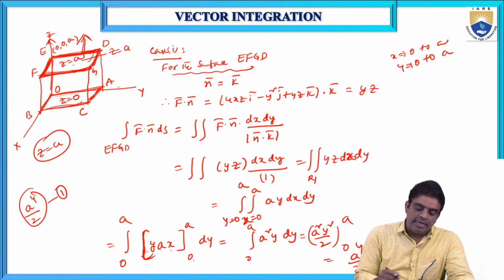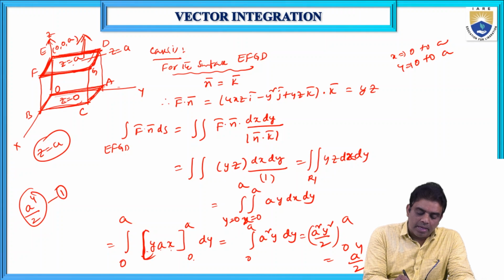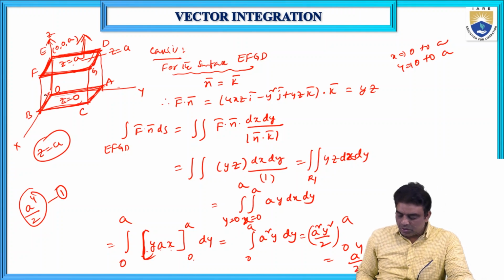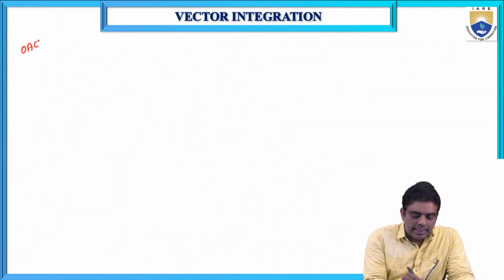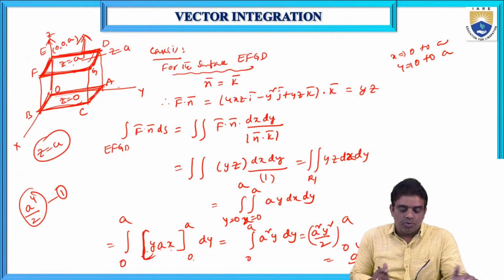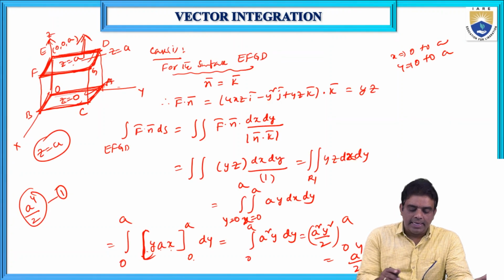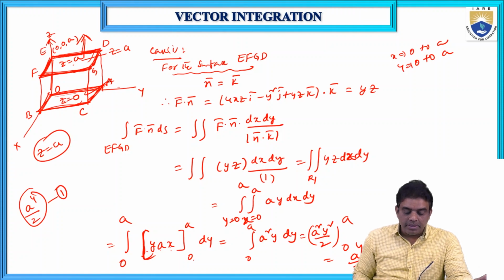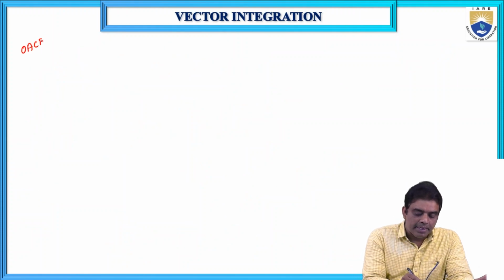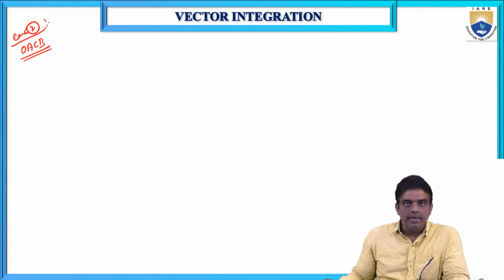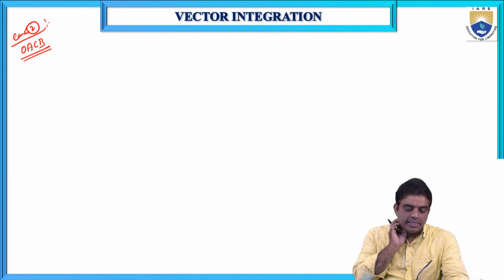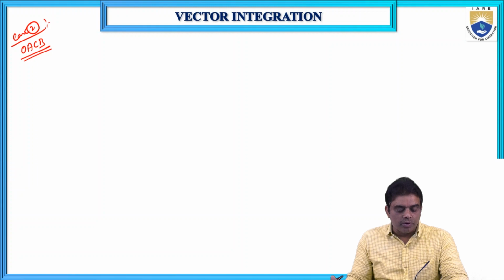Similarly, I want to evaluate the surface integral along OACB. So now I will go to the next slide. Now the surface OACB, I will show it. This is OACB. So for the second surface, this is case 2. Case 1 gave a power 4 by 2 as the surface integral. Now I would like to evaluate the surface integral across the surface OACB.